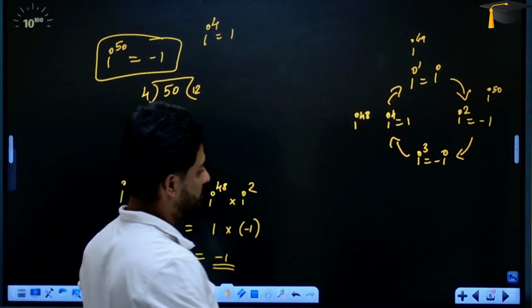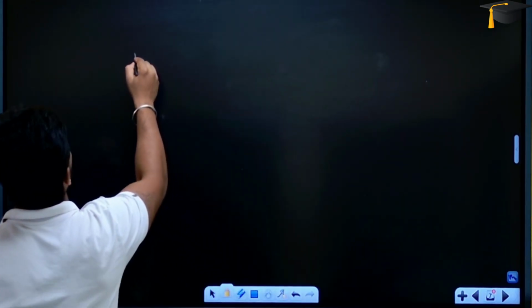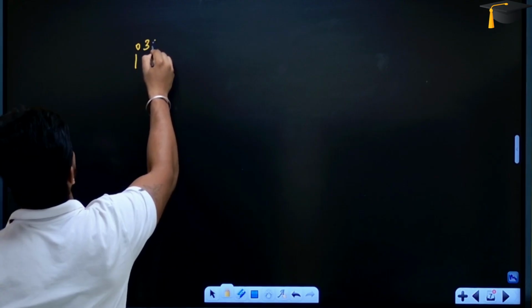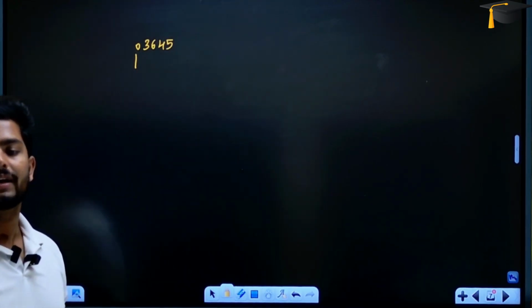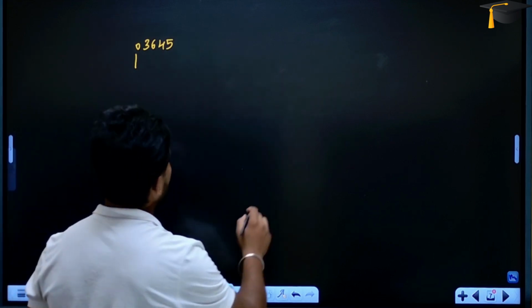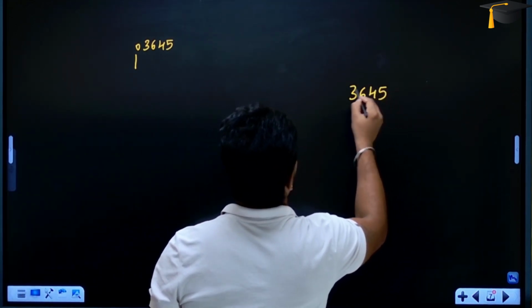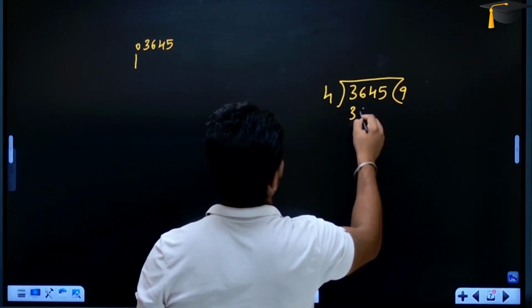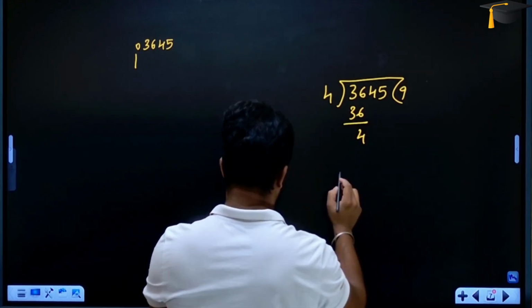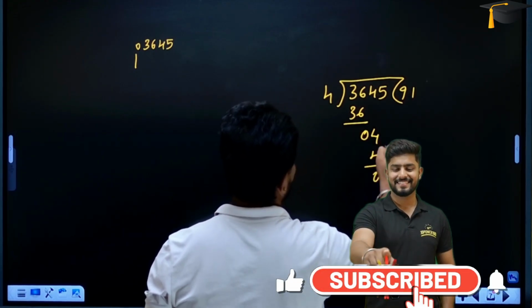I'll show you one more calculation here so that you will understand. I'll take some bigger numbers. Let's take i to the power 3645. What is i to the power 3645? Let's divide 3645 by 4. 4 nines are 36, so 0 0. Then I take 4, 4 ones are 4, 0. Next I'll bring down 5.